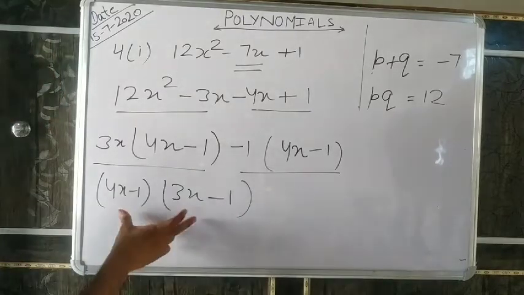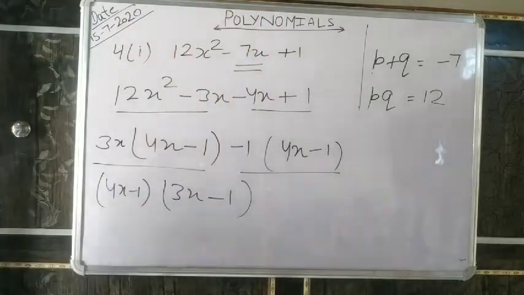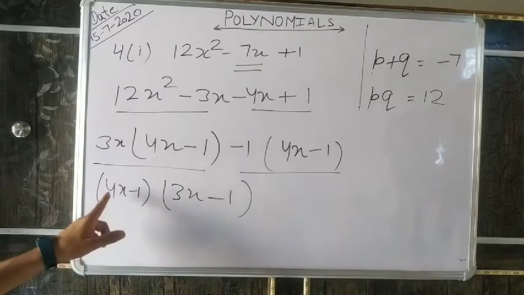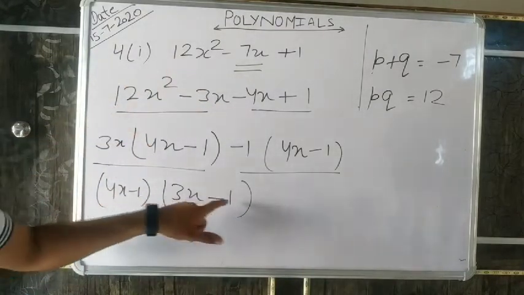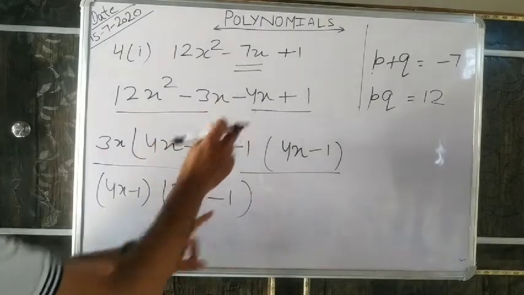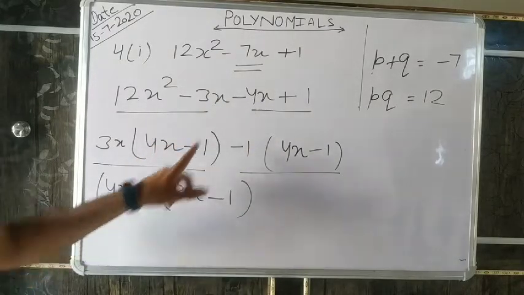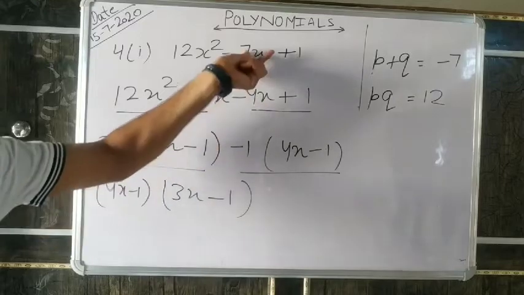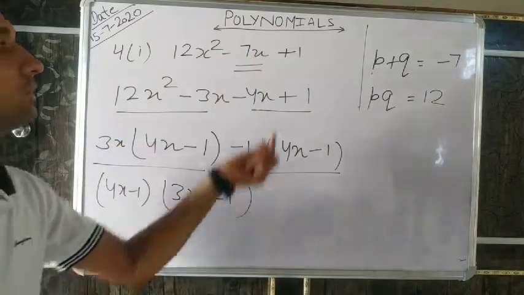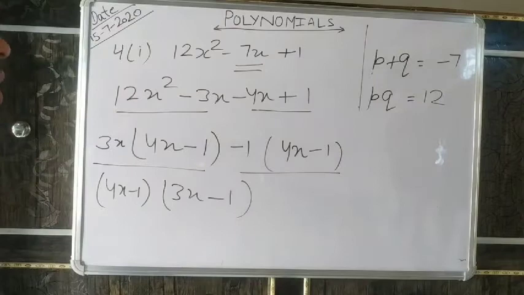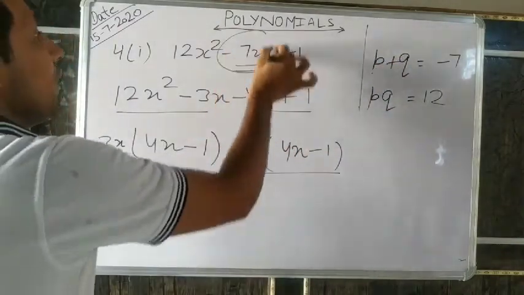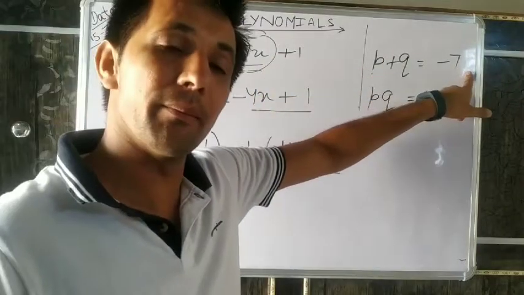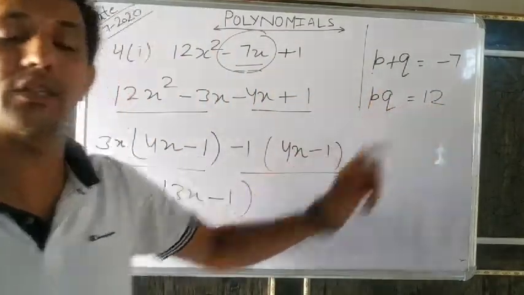If you multiply both, again it will come. You can verify also. Multiply both. 4x into 3x, 12x square. 4x into minus 1, minus 4x. 3x into minus 1, minus 3x. Minus 3x plus minus 4x, minus 7x. And minus 1 into minus 1, plus 1. Understand? Only remember, split the middle term whose sum is the middle number and product is the first and last number.